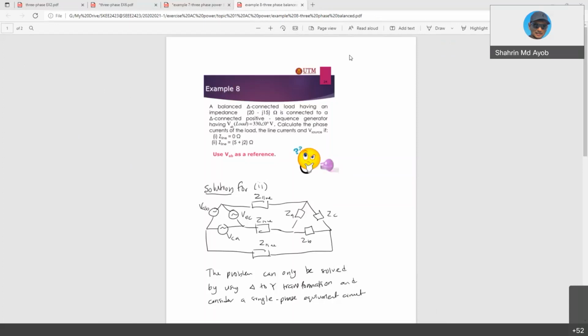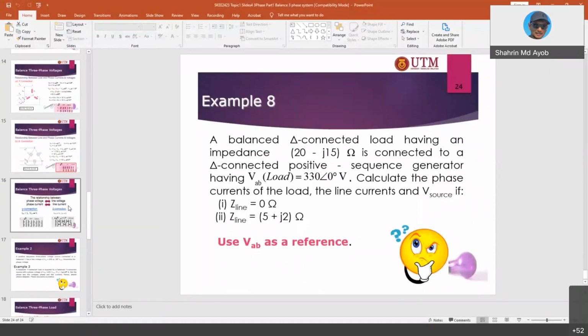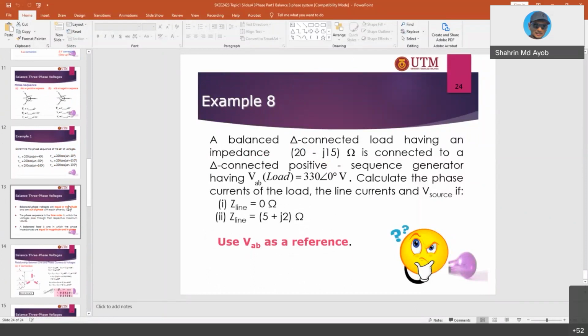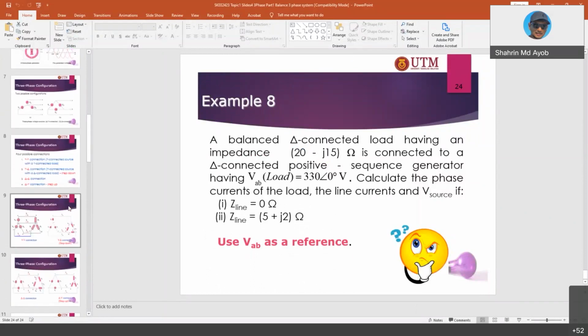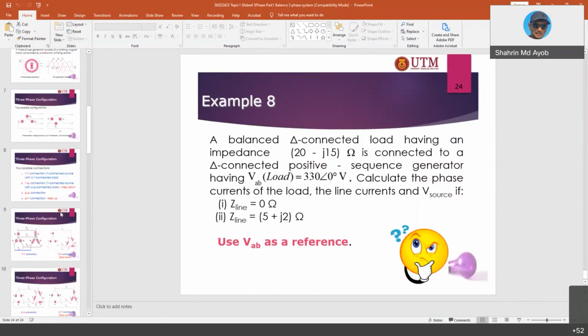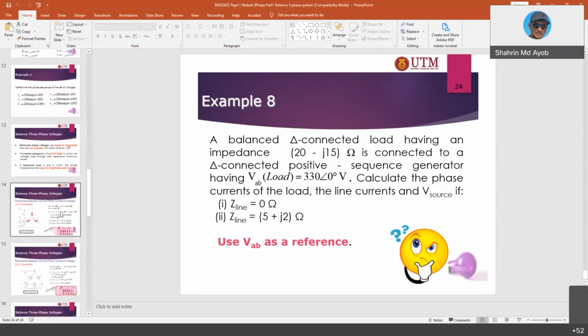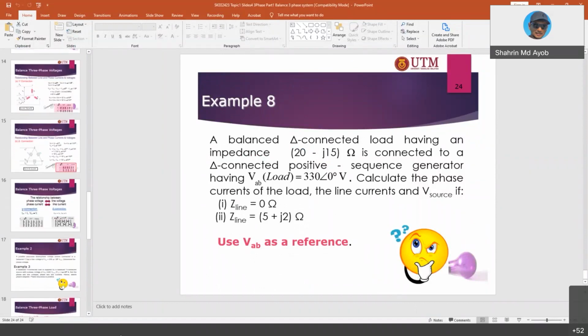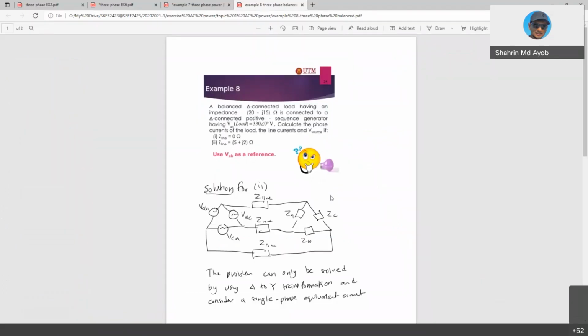So right now, I'm showing to you example 8, slide 5. Which one? Is it balanced or unbalanced? Okay, unbalanced, because I have also some requests. One request for Z line and also.